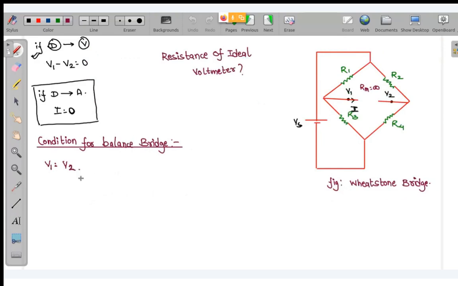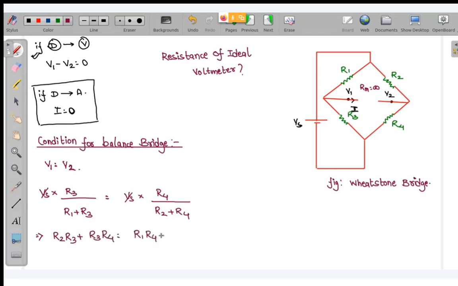So basically if you want to calculate V1, V1 will be equal to Vs into R3 divided by R1 plus R3, which is equal to V2. So now what is V2? V2 is equal to Vs into R4 divided by R2 plus R4. So Vs cancels. Cross multiply this. So this will be R2 R3 plus R3 R4 is equal to R1 R4 plus R3 R4. R3 R4 cancels from both sides. So what you get? R2 R3 is equal to R1 R4. So this is the condition for your balance bridge.